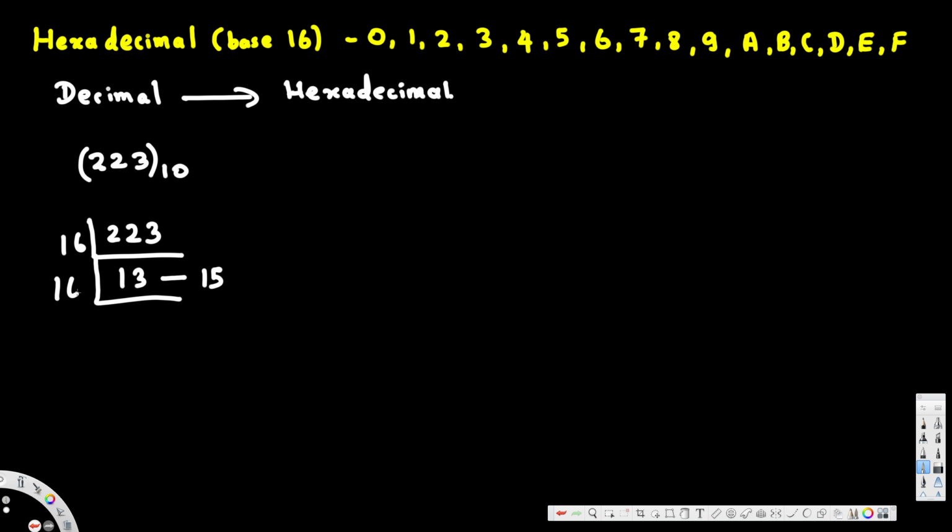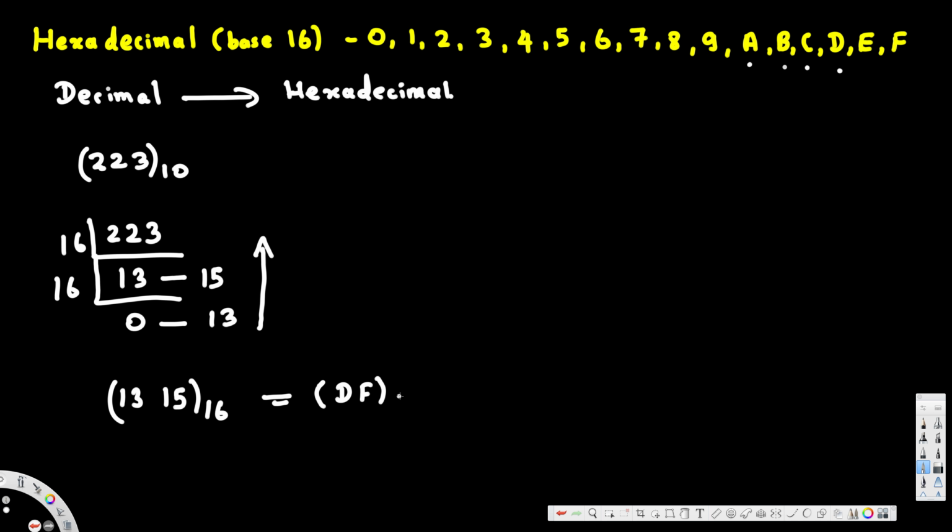So if we divide again, we are going to get 0, and the remainder is going to be 13. Then we have to write from bottom to top. So the hexadecimal number is going to be 13, 15, and the base is 16. And for 13, this is 10, 11, 12, 13. 13 is D, right? And the 15 is F. So this is equivalent to DF base 16. And that's how we do the conversion.